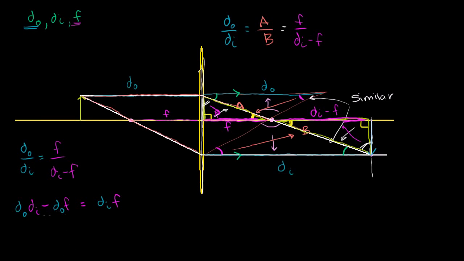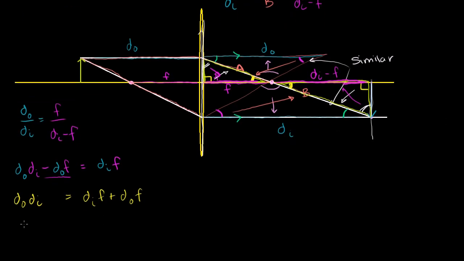And now we can add this term right over here to both sides of this equation. Now I'm just going to switch to a neutral color. So we get d naught di is equal to, I'm just adding this to both sides. When you add it to the left side, it obviously cancels out, is equal to dif, this thing over here, plus d naught f. And then let's see, we could factor out an f, a focal length. So we get d naught di is equal to f times di plus d naught.